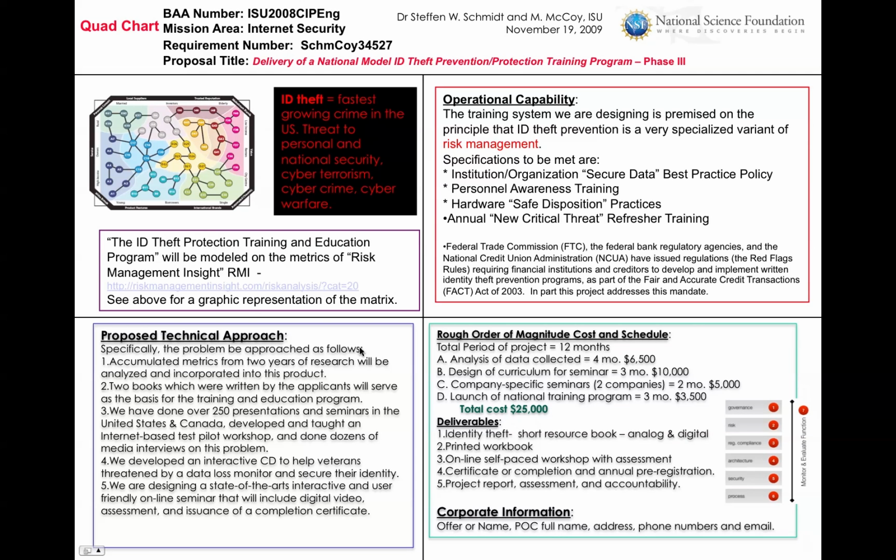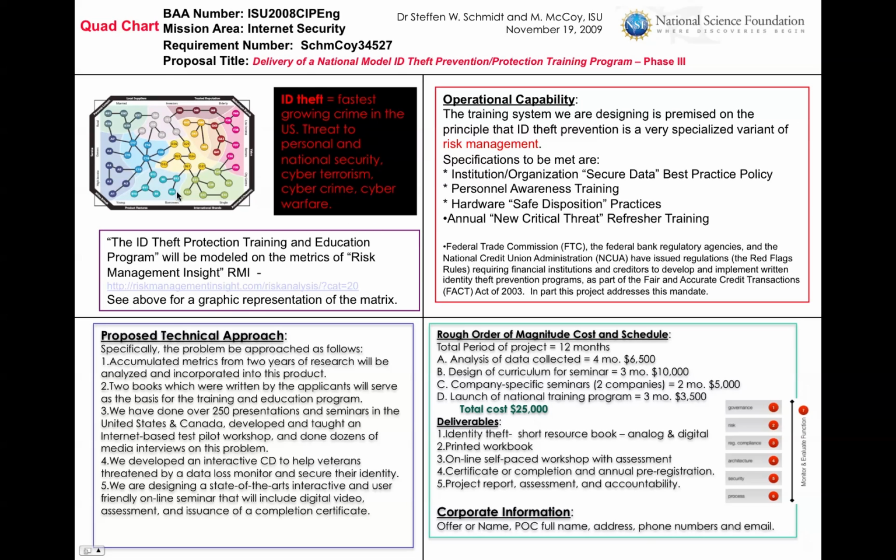Well, this is an example of a quad chart. It's a little crazy, busy, complicated. This is the first page. This summarizes in 4 different boxes. That's why it's called a quad chart. The project that's going on.